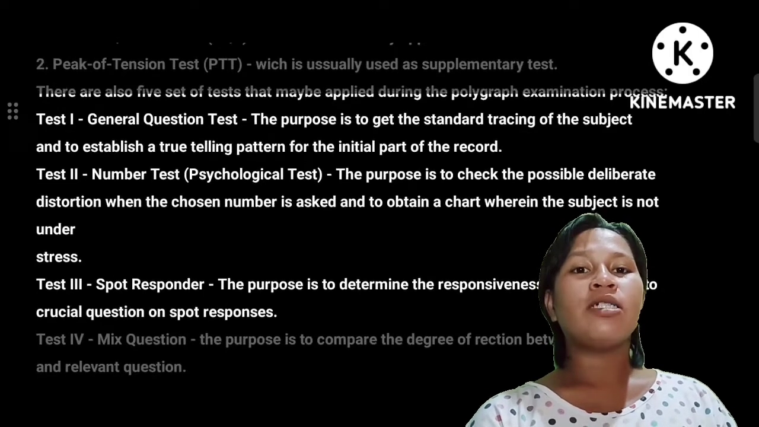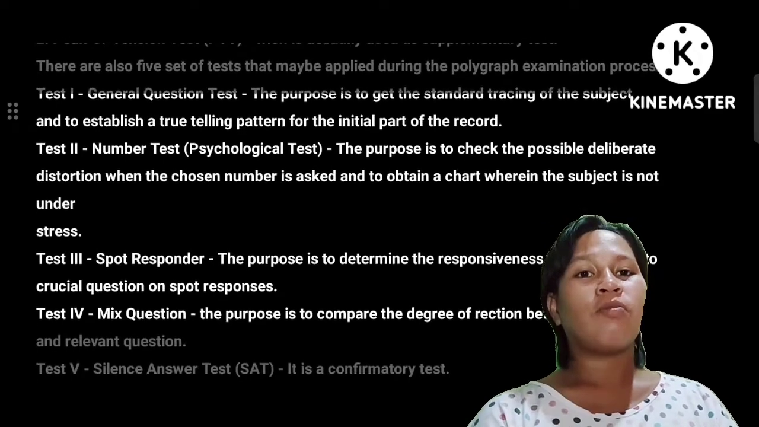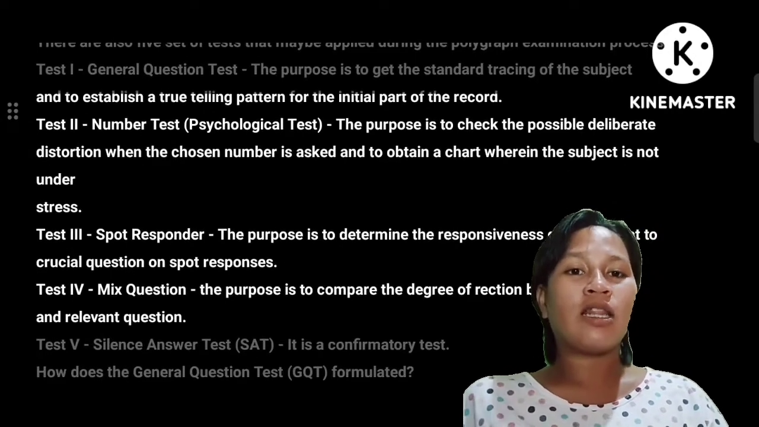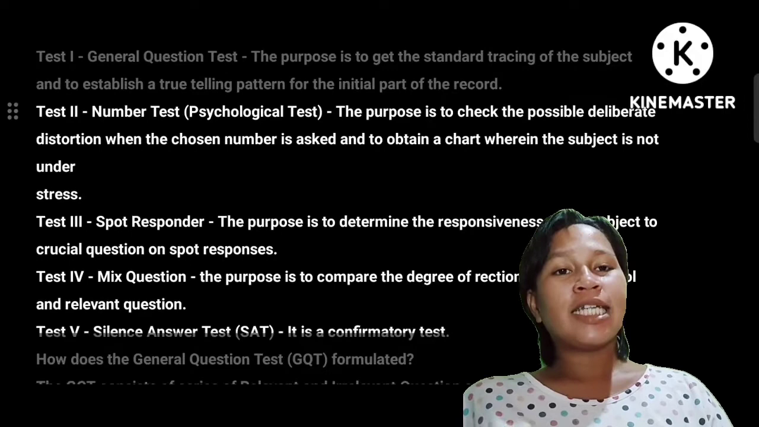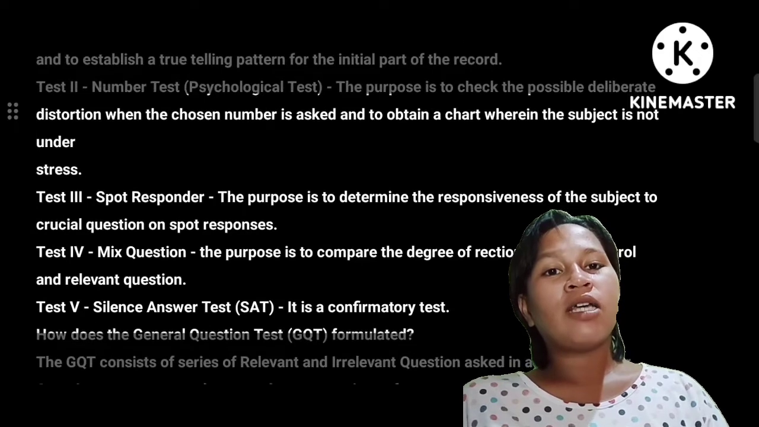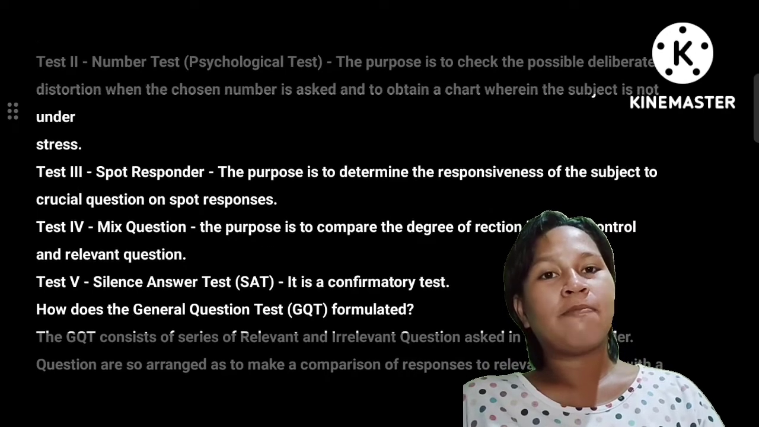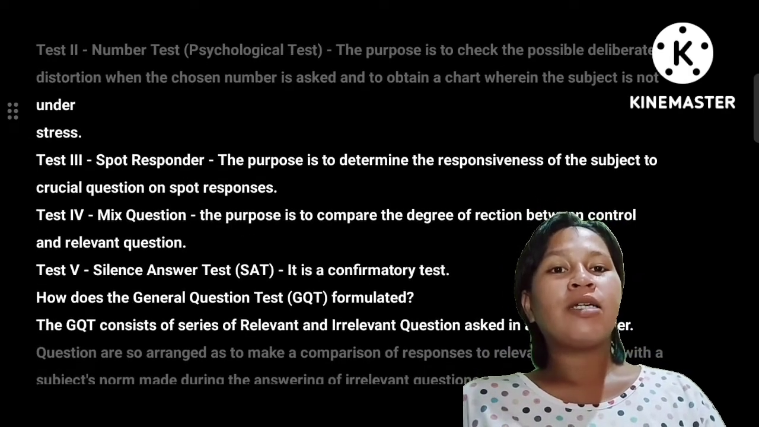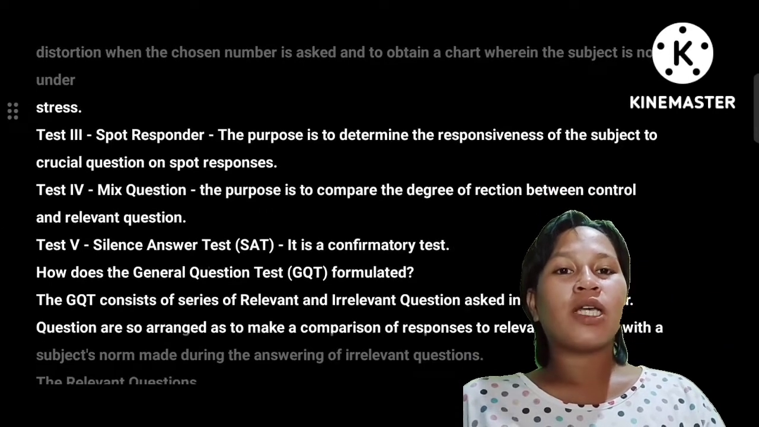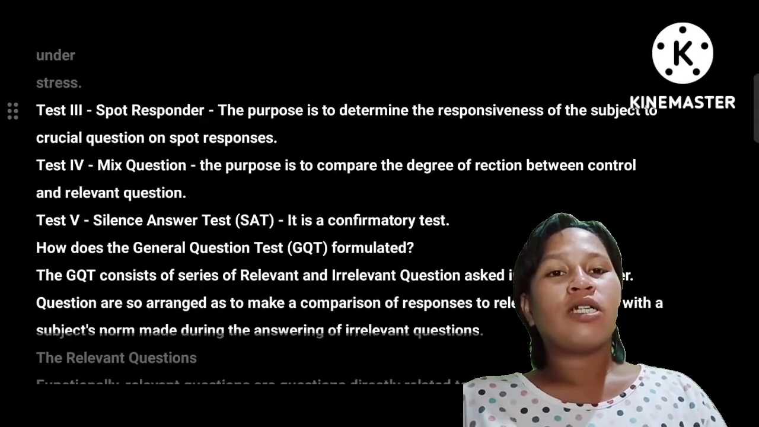Test 2 is the number test or psychological test. The purpose is to check the possible deliberate distortion when the chosen number is asked and to obtain a chart wherein the subject is not under stress. Test 3 is the spot responder. The purpose is to determine the responsiveness of the subject to the crucial question on spot responses. Test 4 is the mixed question. The purpose is to compare the degree of reaction between control and relevant questions. Test 5 is the silent answer test. It is a confirmatory test.